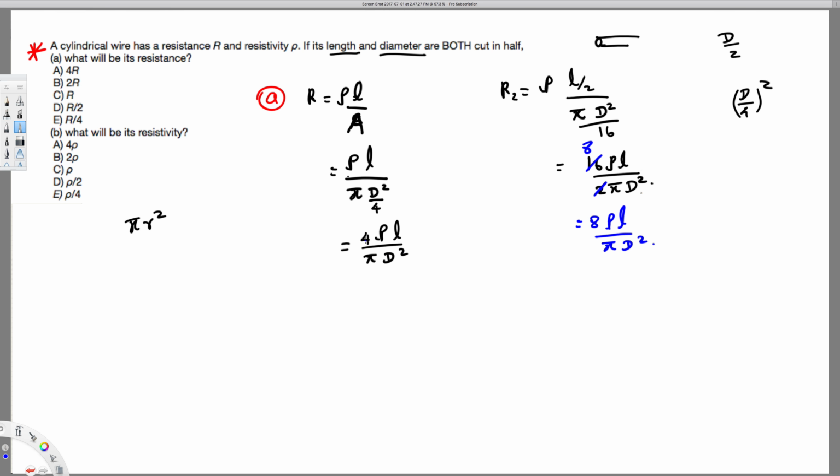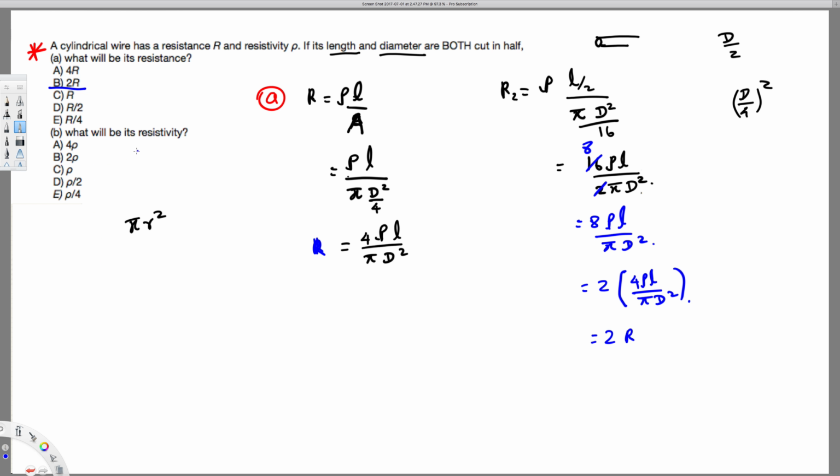And if you notice, this is double of the original. Also you can write this as 2 times 4 rho L over pi d squared, right? So this is going to be the new equation. And if this whole thing is equal to R, then this is going to be 2 times R. I replace this value with R. So here the answer is going to be 2R.